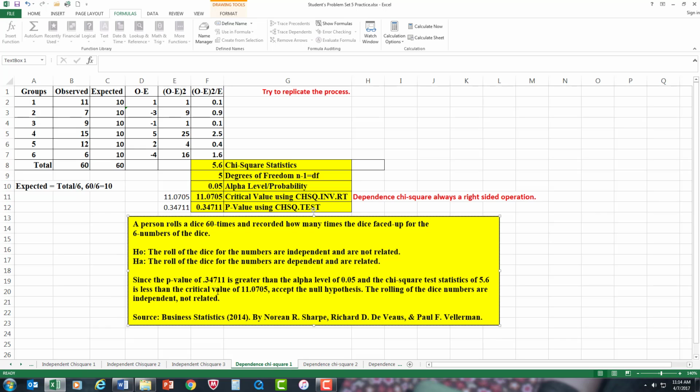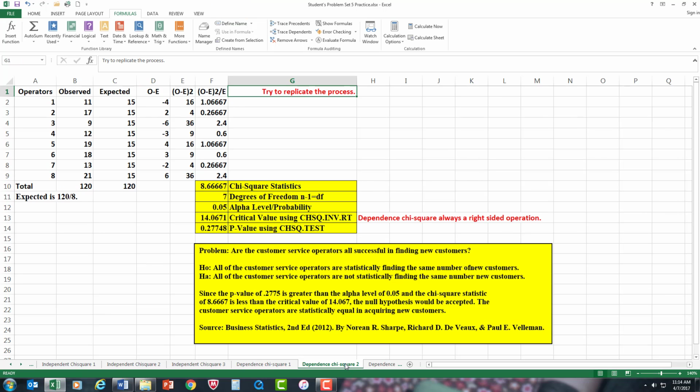Try this on your own. Get a dice, roll it 60 times, and see if your numbers agree with this, and then do a chi-square. So now you can try this. See if you can replicate what I just did.